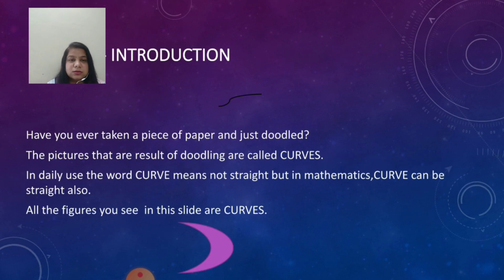So students, when you were in your childhood, the first time you picked up a pencil, what did you do? You doodled something on a piece of paper. So what was that? What you doodled on a piece of paper was a curve. So the pictures that are the result of doodling are called curves.